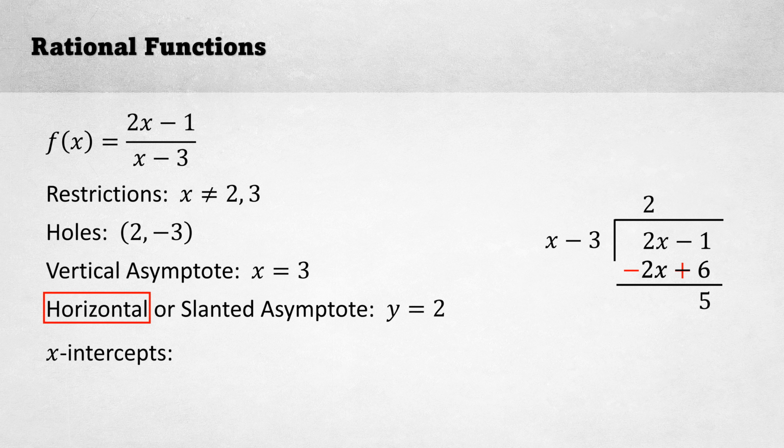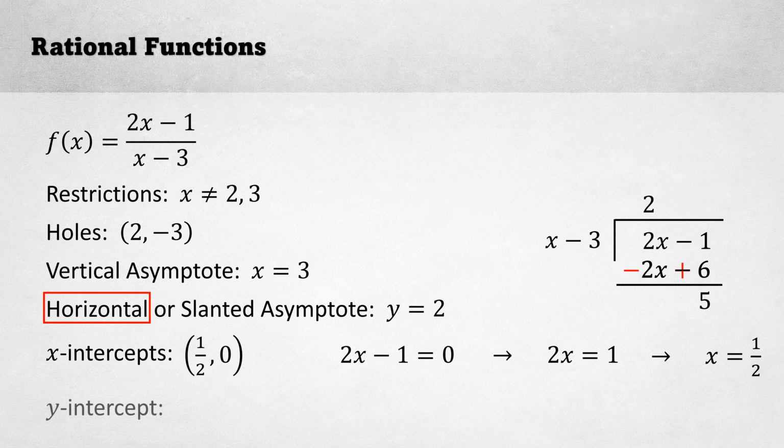To find the x-intercept, we set y to 0. A rational function is 0 only if its numerator is 0. So 2x minus 1 equals 0 when 2x is 1, that is, when x is 1/2. So the x-intercept is 1/2, 0. And to find the y-intercept, we set x to 0. And f of 0 is 1/3. So the y-intercept is 0, 1/3.